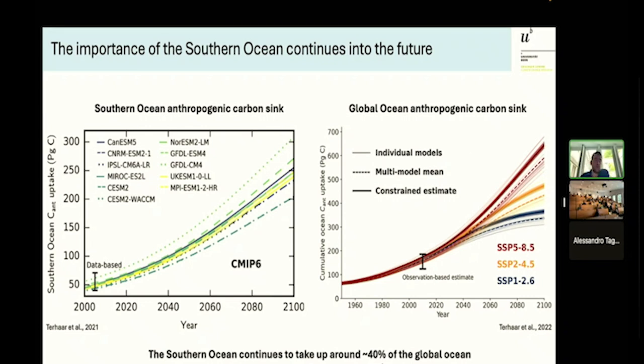So it's really important to understand why this difference exists between these models and which one is right: if it's on the upper side, on the lower side, or somewhere here in the middle where a couple of models cluster. Then we can understand the Southern Ocean anthropogenic carbon uptake in the future better, and also the global anthropogenic carbon uptake.